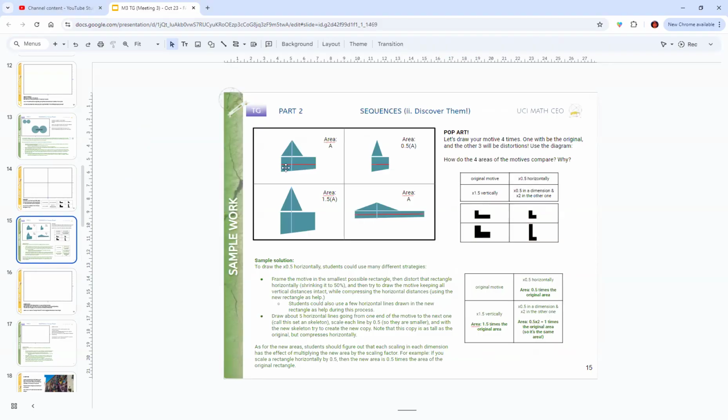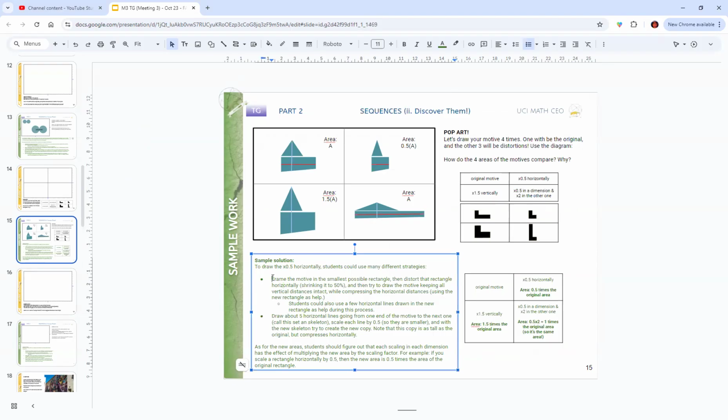This is another example in which we use some key lines or key parts to help us create the shapes. There are 2 different strategies that could be used, or more. You could frame the motif in the smallest possible rectangle and then distort that rectangle. So this is like an area of reference. You would draw a rectangle covering the original, and then it's simpler, right? Distort that rectangle and then fit the original, which will now be distorted.